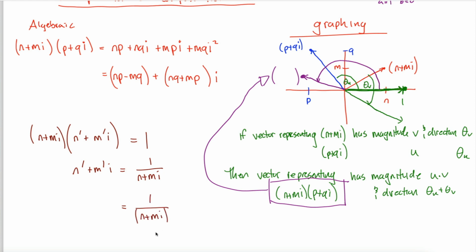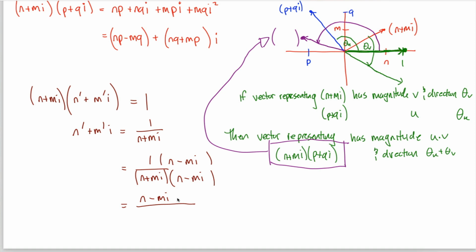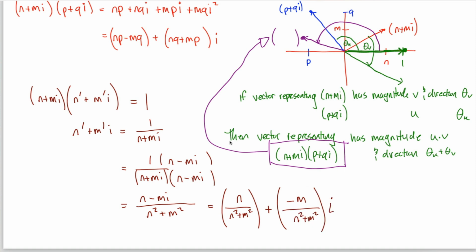A little trick to get this into the form that you want is to multiply by the conjugate. So we'll multiply the top and the bottom by n minus mi. That leaves us with n minus mi up top, and as you can verify by foiling, n squared plus m squared on the bottom. Another way of writing this is n divided by n squared plus m squared plus negative m divided by n squared plus m squared, all times i. What I'm saying is the inverse of n plus mi is just n over n squared plus m squared plus negative m over n squared plus m squared i.